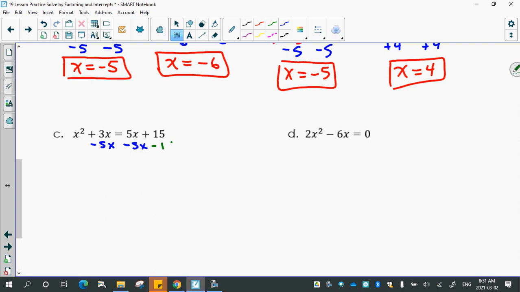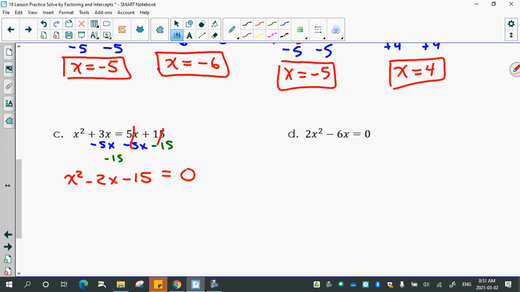Also subtract 15 on both sides, which is going to give me x squared minus 2x minus 15 equals 0. So now it's got all the terms on one side and 0 on the other, which is what we want when we're solving a quadratic equation. Okay, so now we go to our factoring flowchart.